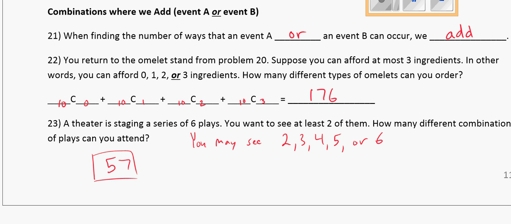Well, we have to figure out how many different ways we could order 0 ingredients, 1 ingredient, 2 ingredients, and 3 ingredients. And when we have each of those individual amounts, we add them up to get the total possibilities, in this case 176. Let's look at a second example.